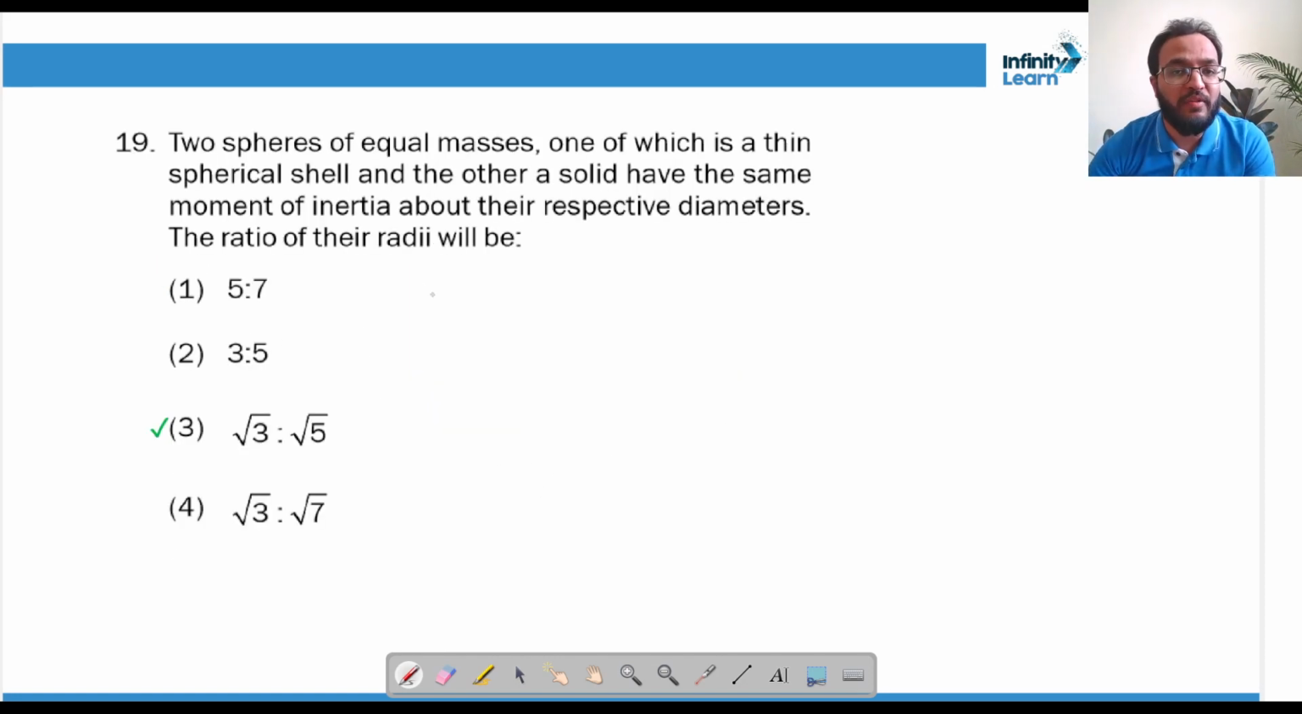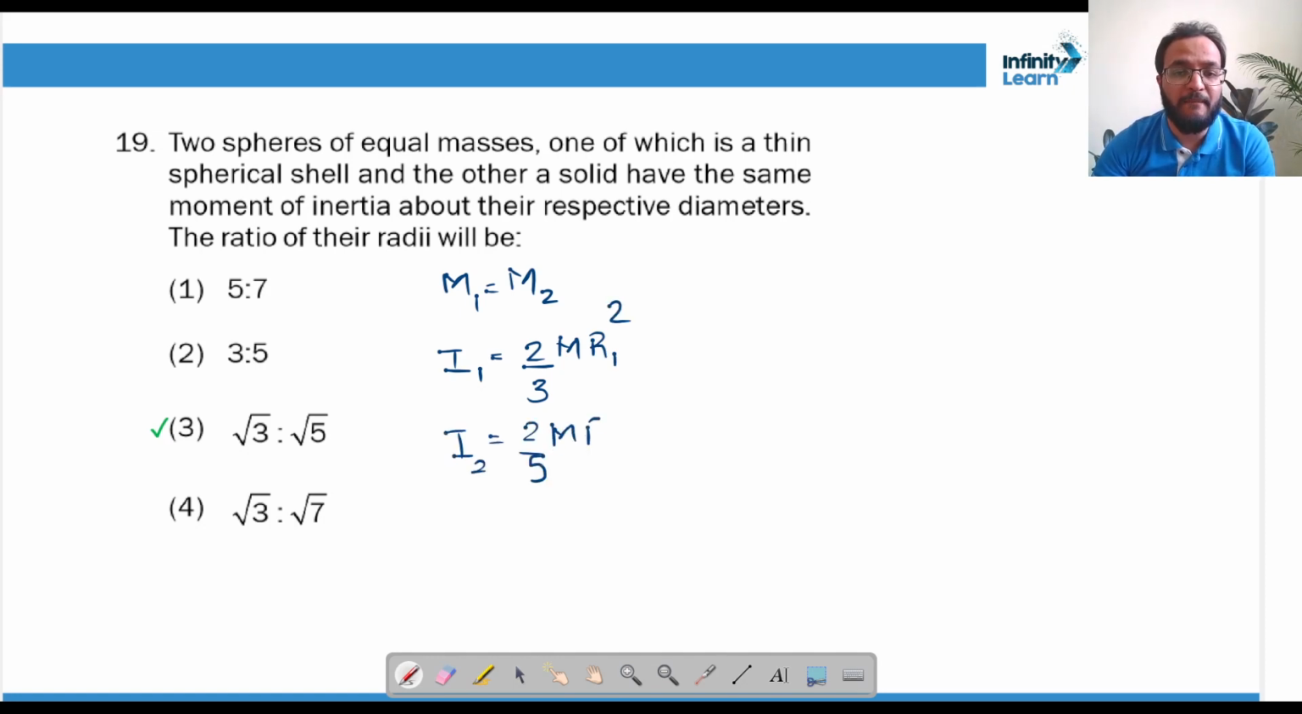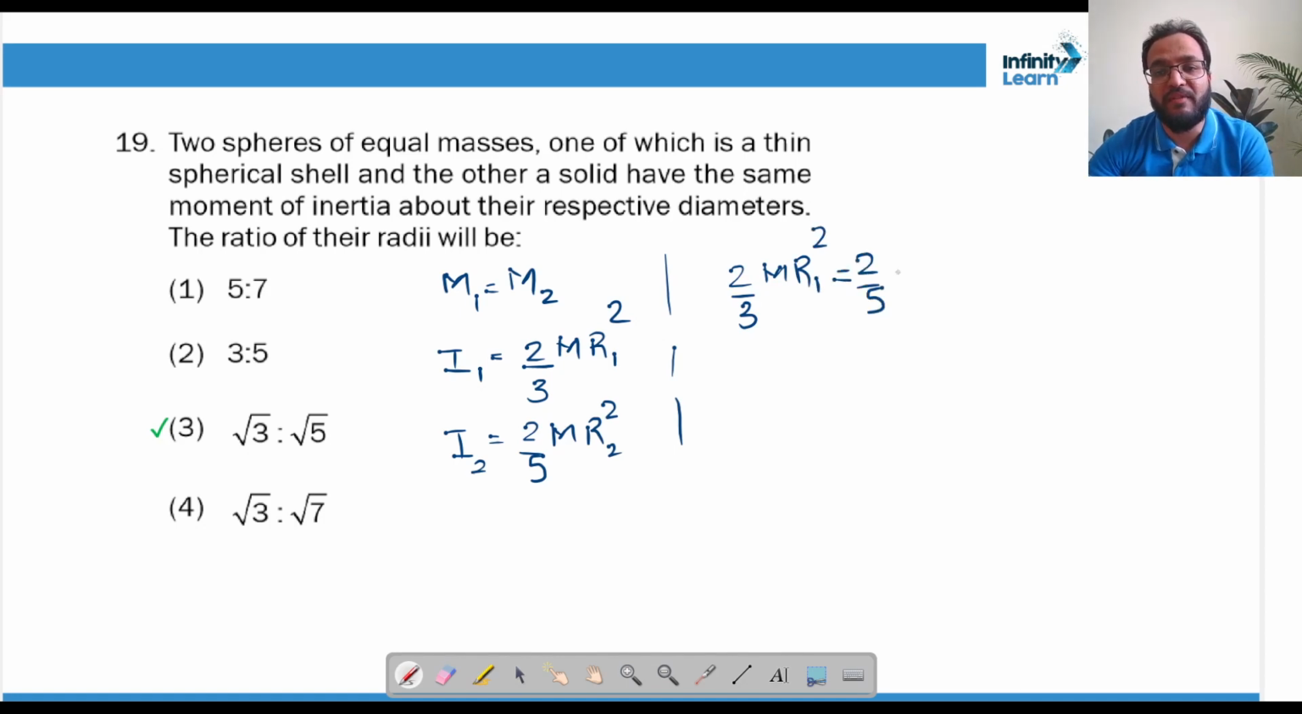Two spheres of equal masses m1 and m2, same, one of which is a thin spherical shell and another is a solid, having the same moment of inertia about their respective diameters. What is I1? I1 is 2 by 3 m r1 square. What is I2? 2 by 5 m r2 square, and we can equate them. So 2 by 3 m r1 square is equal to 2 by 5 m r2 square. So r1 by r2 definitely is 3:5 under root.